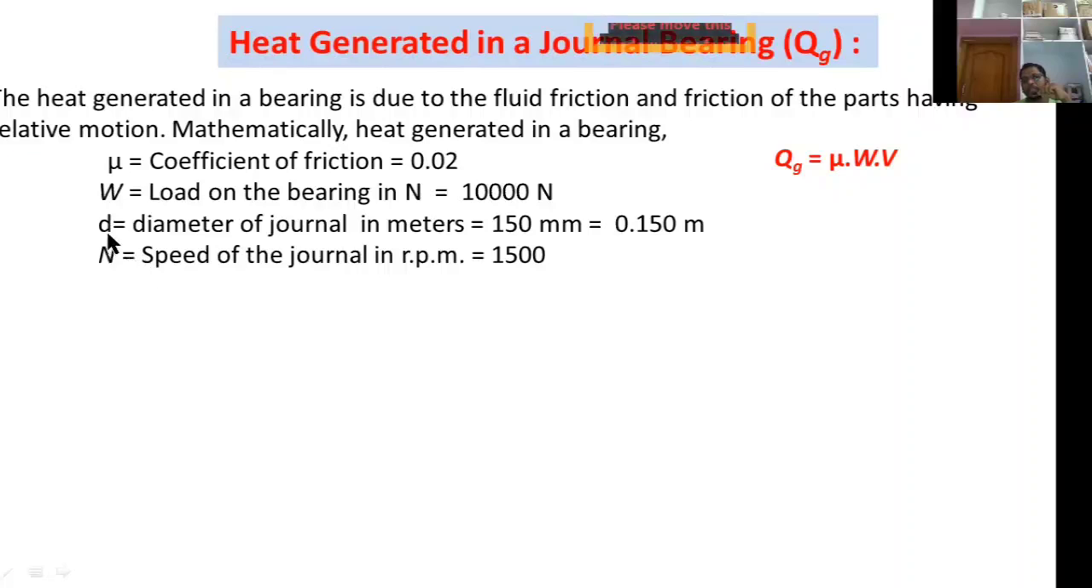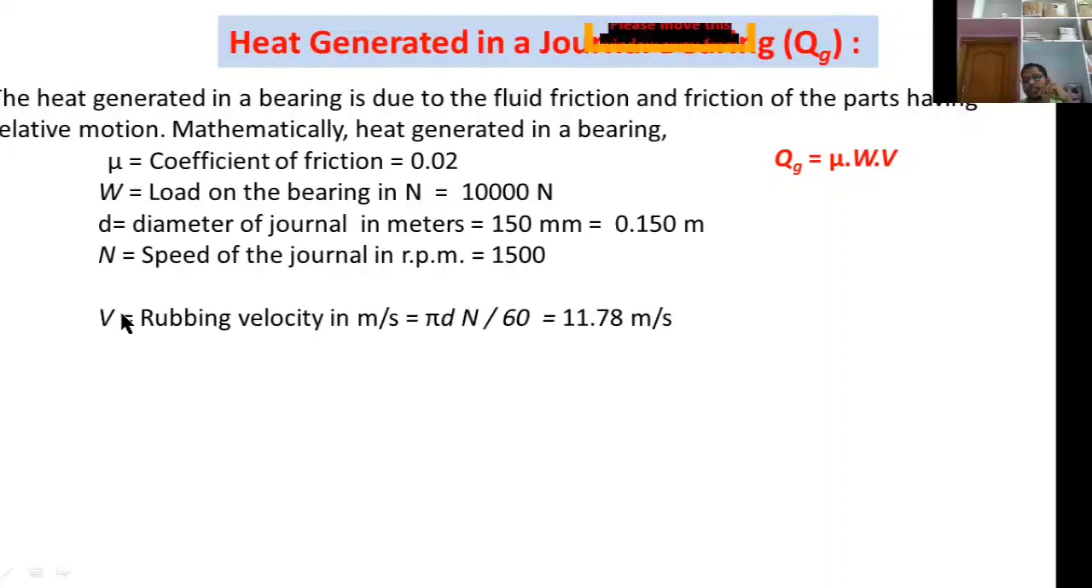By using d and n values, we got the answer for velocity of the shaft, that is pi d n by 60 equal to pi into 0.150 into 1500 by 60 equal to 11.78 meter per second. This is the answer for velocity of the shaft.